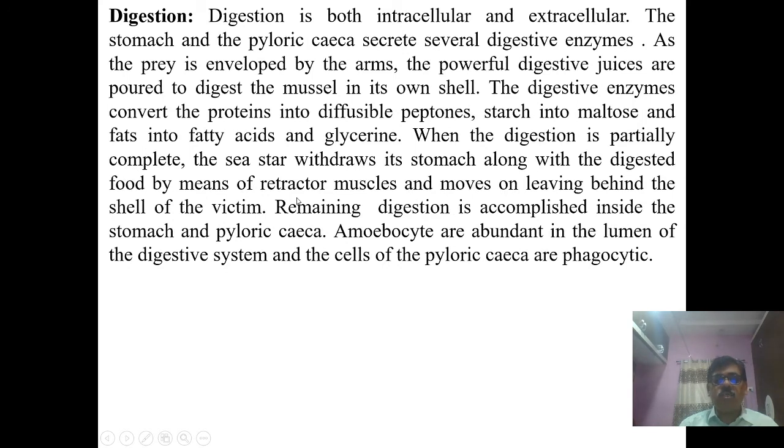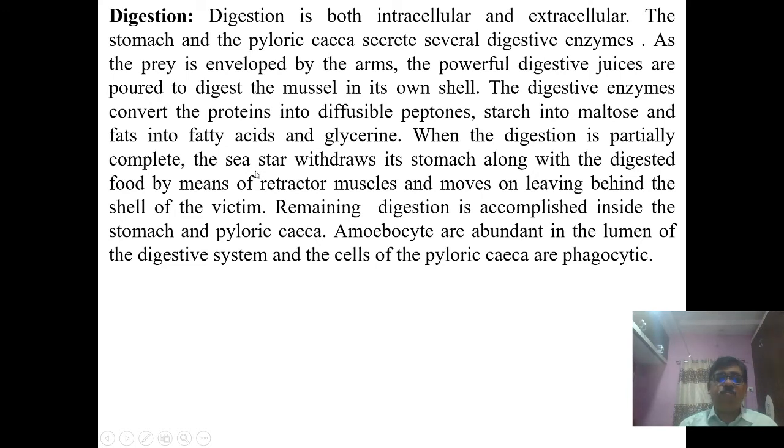The next is digestion. The digestion in this sea star is both intracellular as well as extracellular. The stomach and the pyloric caeca secrete several digestive enzymes like proteases, lipases and amylases. As the prey is enveloped by the arms, the powerful digestive juices are poured on it to digest the mussel in its own shell. The digestive enzymes convert proteins into diffusible peptones, starch into simple sugars or maltose, and fats into fatty acids and glycerol.